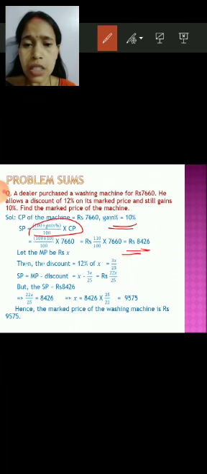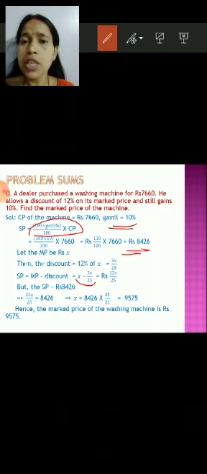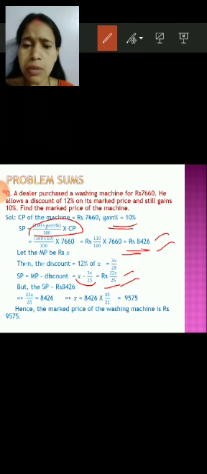Now let the MP be rupees X. Then the discount equals 12% of X, which equals 3X by 25. Because we don't know the marked price, we are considering it as X. So SP, we know the formula, is MP minus discount. MP is X and the discount we have taken out, that is 3X by 25. When you calculate it, you will get 22X by 25. So you can see here is also SP, so both SP will be equal.